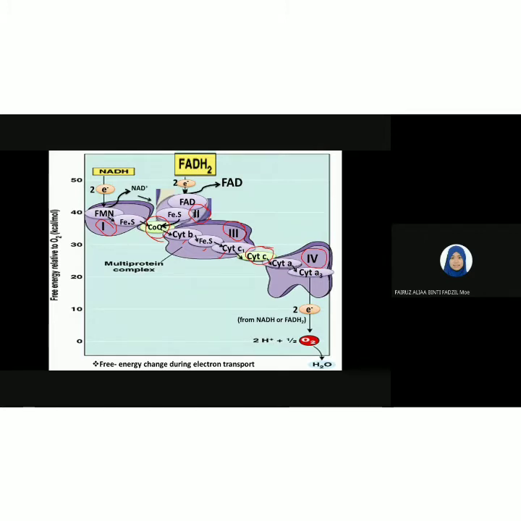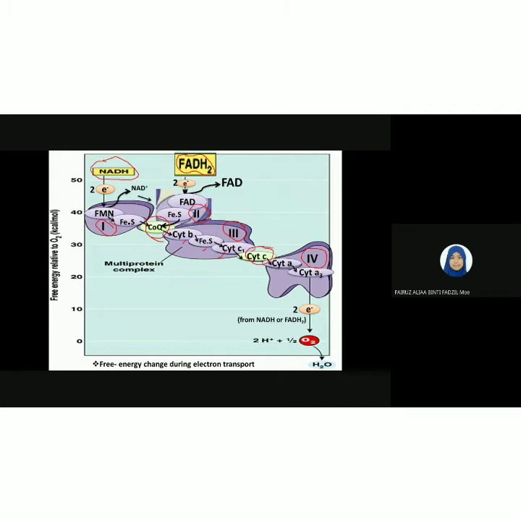You can see the arrow here. What does this arrow show? This arrow shows the electron being transferred from one molecule to another. Where do the electrons actually come from? The electrons come from this one. You see here NADH and FADH2. These are the electron carriers that pass the electrons to all these protein complexes.